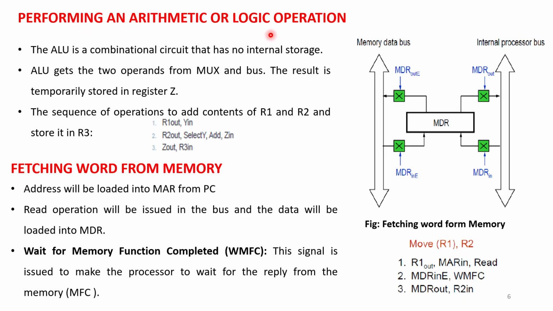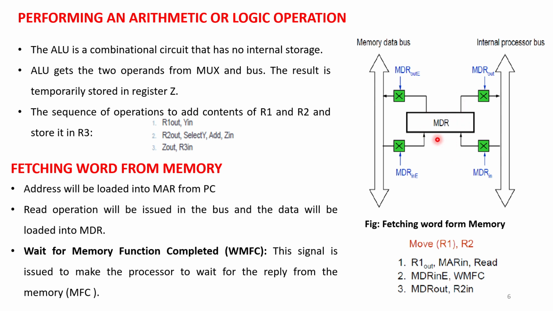How do you perform an arithmetic or logical operation? Suppose you want to add the contents of R1 and R2 and store the result in R3. How do you generate the control signals? First we get the value of R1 out, then R2 out, add these two, and store the result in R3. This can be performed using control signals. Each register has in and out signals. If it is connected to a single bus, then we have only one in and out signal.